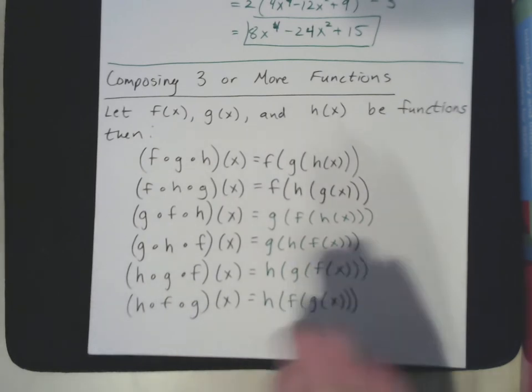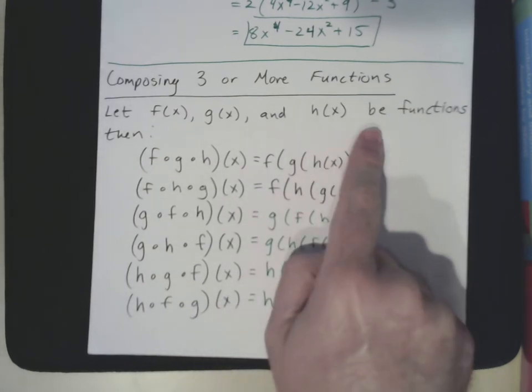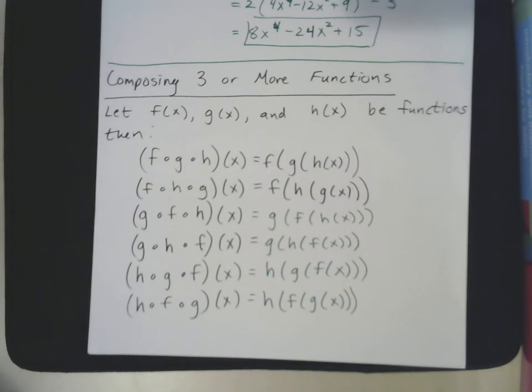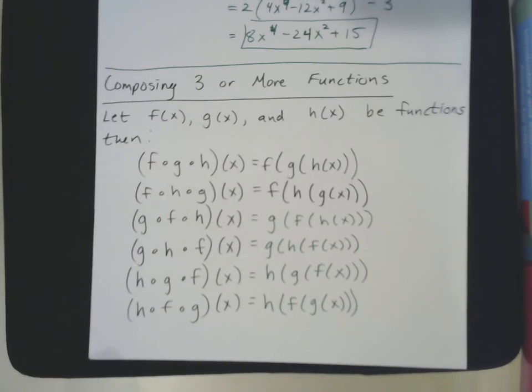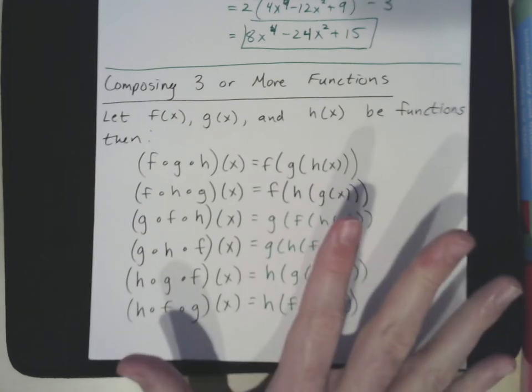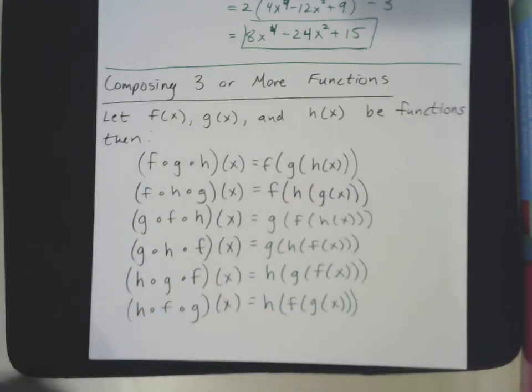For every extra function you add, so let's say we added another one, k of x, and we wanted to compose 4. Well, it turns out you can make 24 different compositions with 4 different functions. And every time you add, it's a multiplicative increase. So if we have 5 functions, we can make 120 different compositions. If we have 6 functions, we can make 720 different compositions. So you can see it gets out of hand fast being able to make all of them.